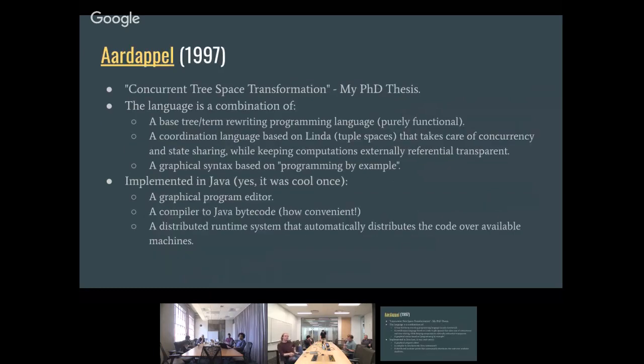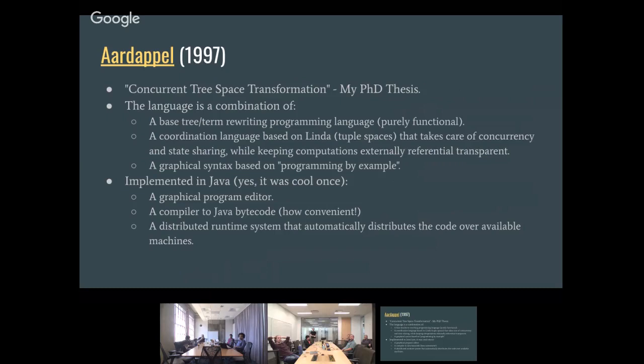All right, let's keep on tracking. Then for my PhD, I did a language called RDAPO, concurrent tree space transformation. What that means is a combination of a tree or term rewriting programming language, which is purely functional, and I combined that with what you call a coordination language, a language for doing concurrency based on tuple spaces. And the idea was that the tuple space would not only take care of concurrency, it would also take care of storing the state. So the tree rewriting could be purely functional, and the state would be separate from that. And that would be a pretty cool way to mix the functional and imperative paradigms.